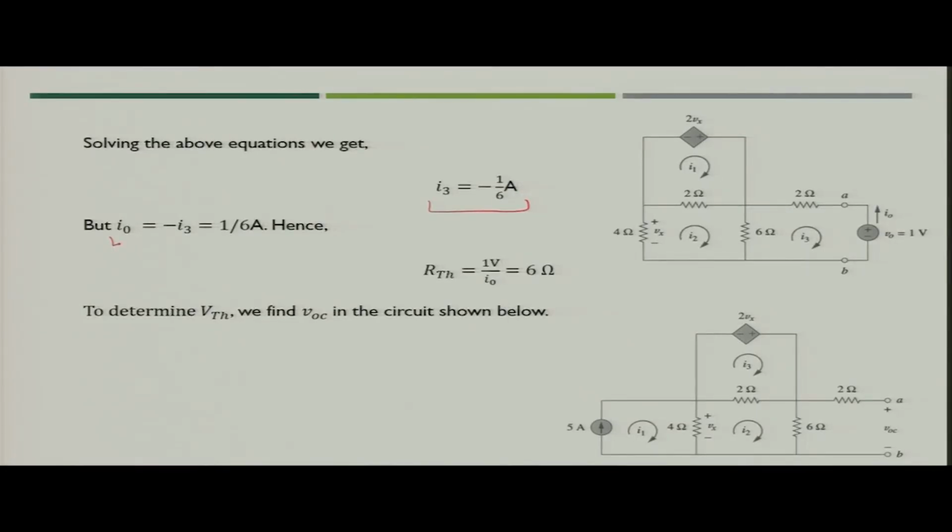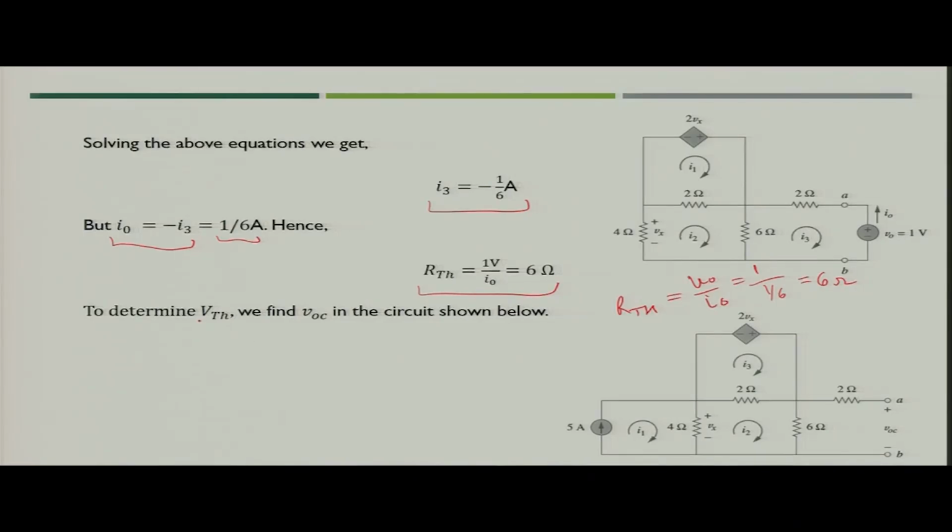Now as we know that I2 is equal to minus I3, if you see this circuit, I naught is in the opposite direction of I3. So we can simply say I naught is minus I3, that is nothing but 1 by 6 ampere. So what will you get for RTH, since we know that RTH is nothing but V naught upon I naught. V naught we have as 1 volt which we have applied, and I naught we have 1 by 6 ampere. So finally you will get the value of RTH as 6 ohm.